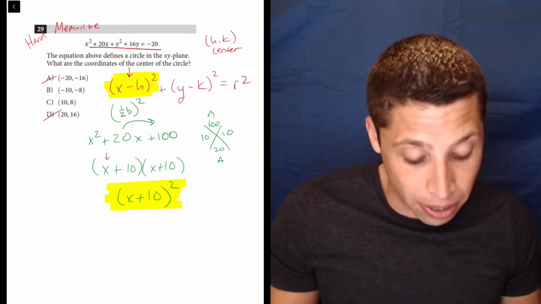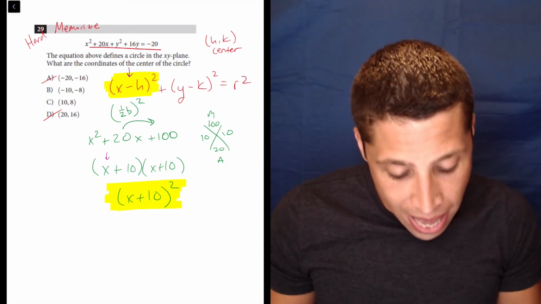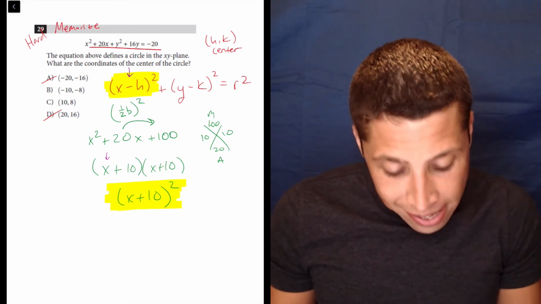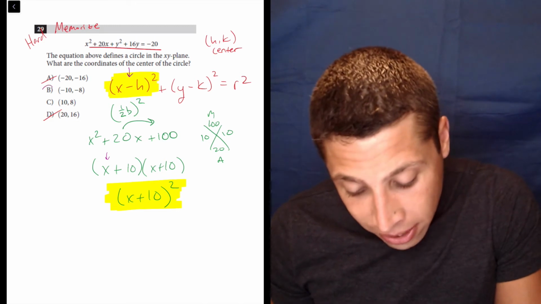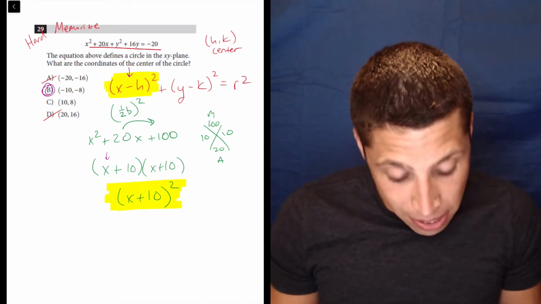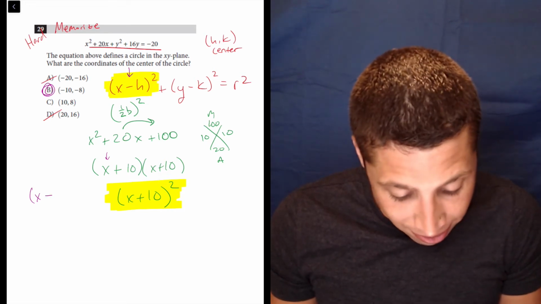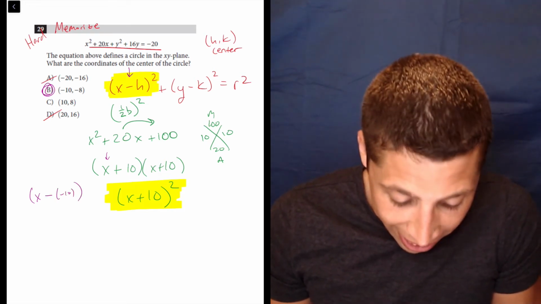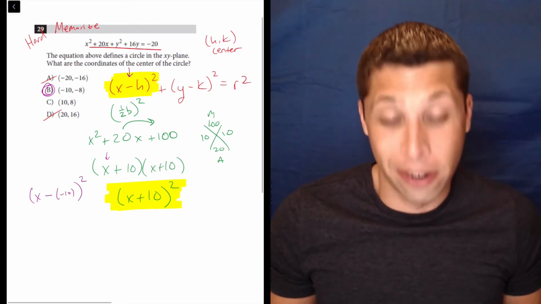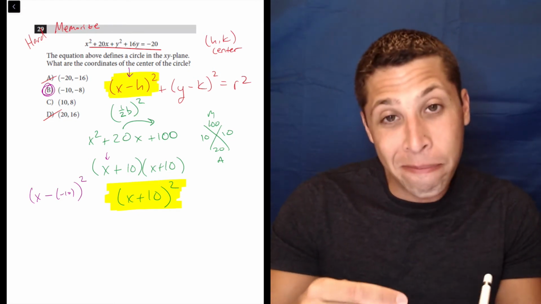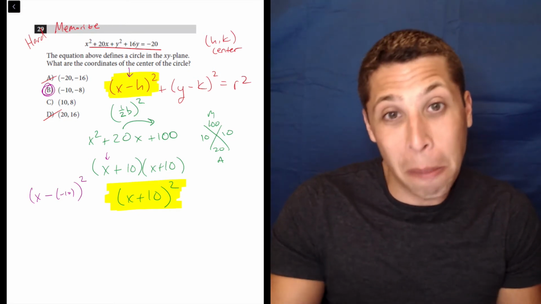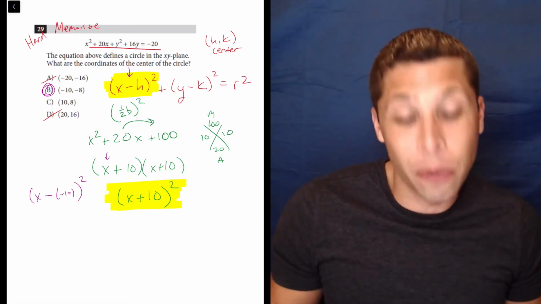It's kind of what's happening here. So the h is going to be negative 10, because what we're really doing here, I'm going to put it off to the side, is kind of like x minus negative 10 squared. And so when we plug in the negative 10, it becomes a positive 10, and that's why it looks the way it does for us.